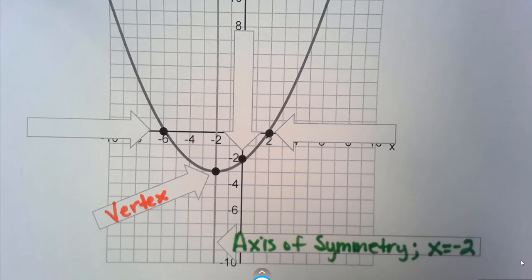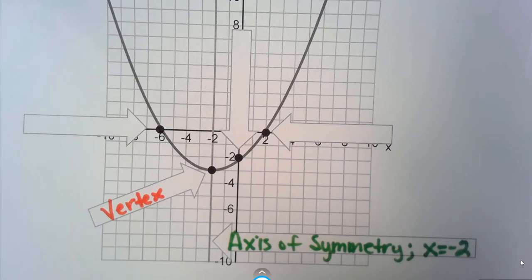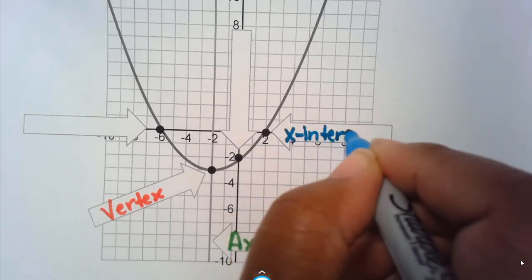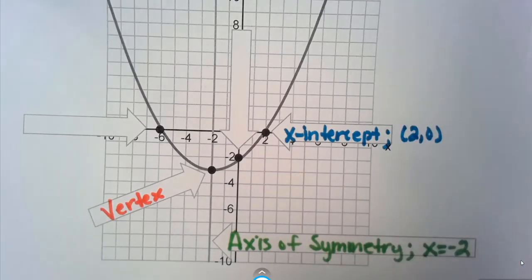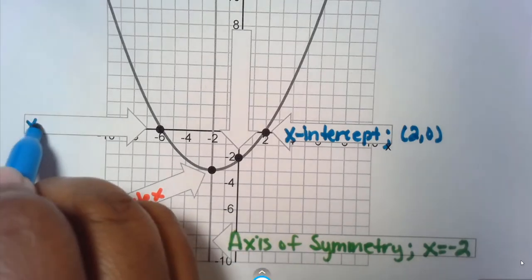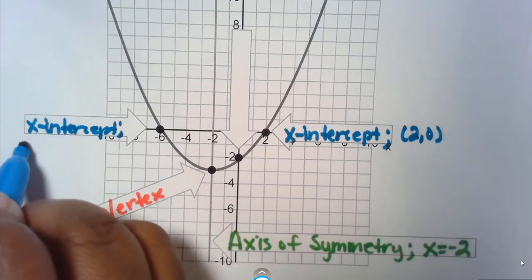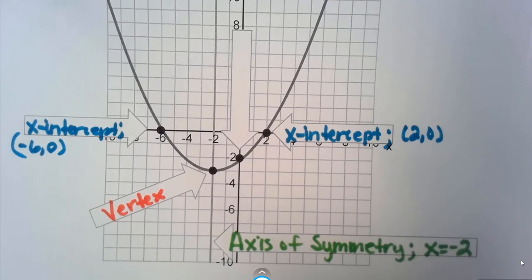And then also parts of a parabola, and what we've been covering for a while, are the intercepts, the x-intercept and the y-intercept. And remember, the x-intercepts are points on the x-axis. So we have two x-intercepts here. This is at 2, 0. And then we have another x-intercept, which happens to be at -6, 0. So remember, the x-intercept, we write it out as an ordered pair.